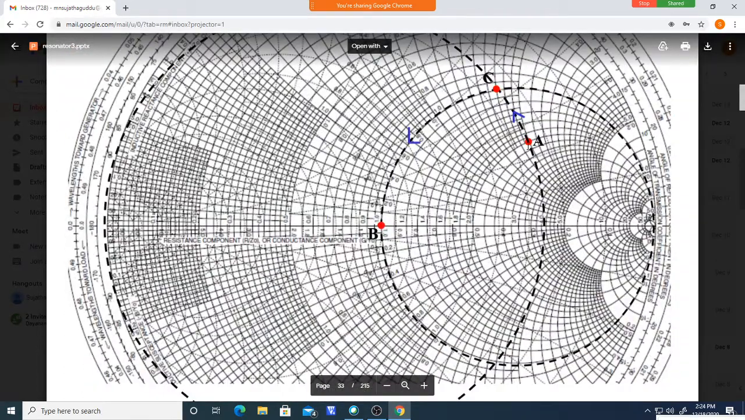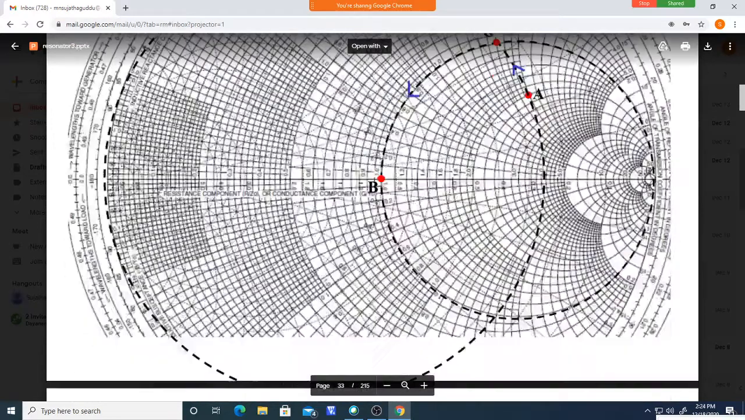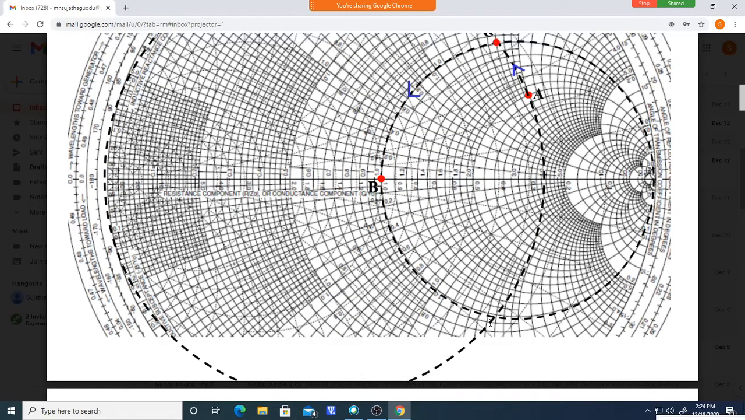So one solution, if you move like this, you can reach here and do like this, you will be getting one solution like this. Another solution is you can do like this also. You can move from here and go like this, and you will be reaching the R is equal to one circle here again.